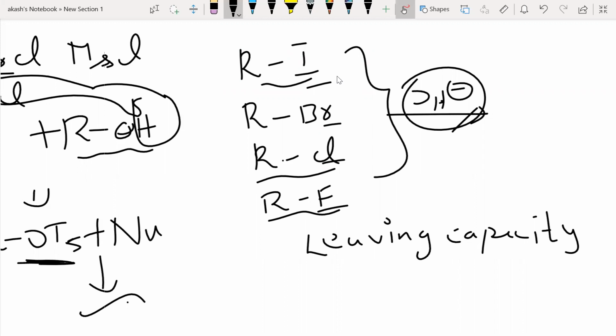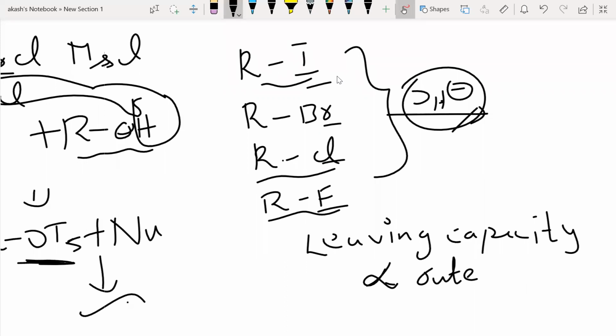Obviously, the more the leaving capacity of the leaving group, the more will be the rate of the reaction, the rate of the nucleophilic substitution reaction.